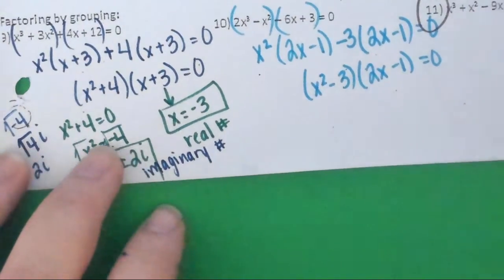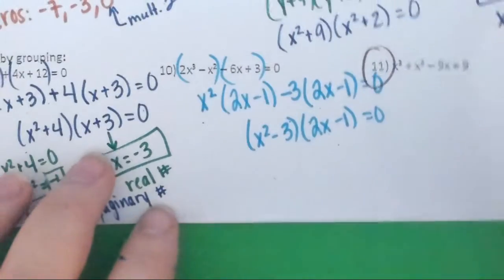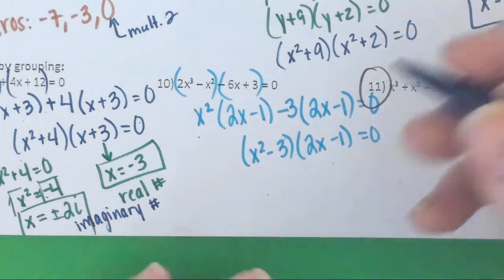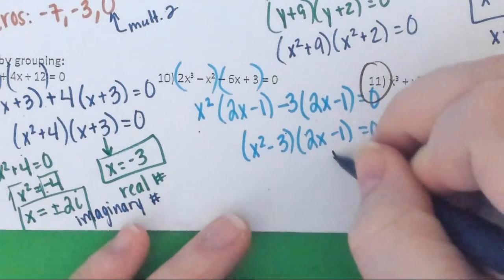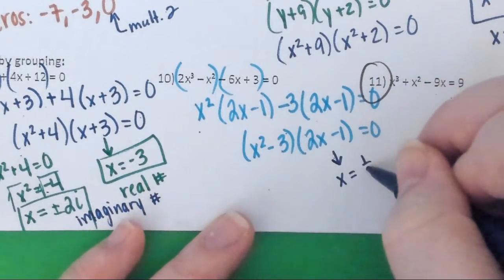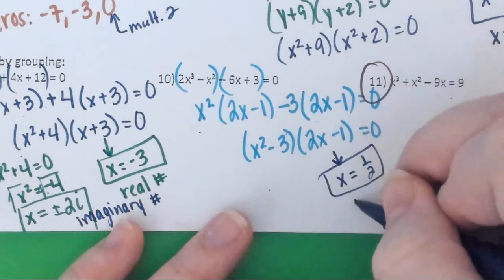Okay, and again, none of our answers are terrible on this one. One is super easy. What's the easy answer? Yep, 2x minus 1, set that equal to 0. Solve for x, we'll get x equals 1/2. So that was an easy real number.